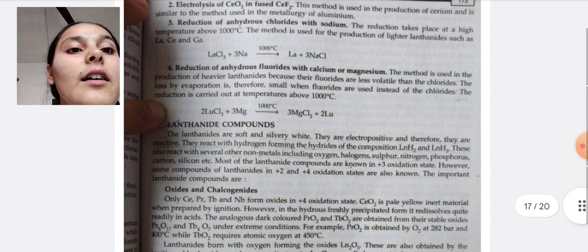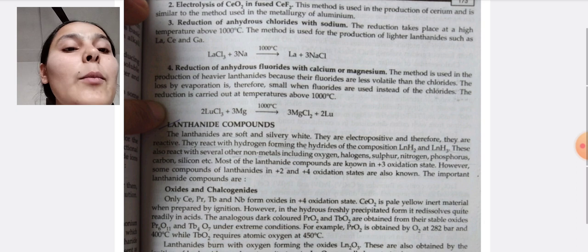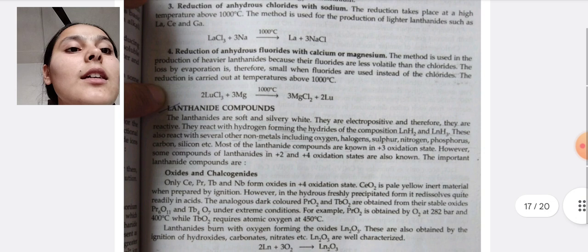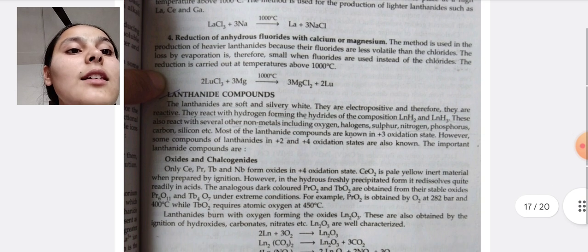Fourth is reduction of anhydrous fluorides with calcium or magnesium. This method is used in the production of heavier lanthanides because the fluorides are less volatile than the chlorides. The loss by evaporation is therefore small when fluorides are used instead of the chlorides. The reduction is carried out at temperatures above 1000 degrees Celsius. 2LuCl3 plus 3Mg gives us, at 1000 degrees Celsius, 3MgCl2 plus 2Lu.